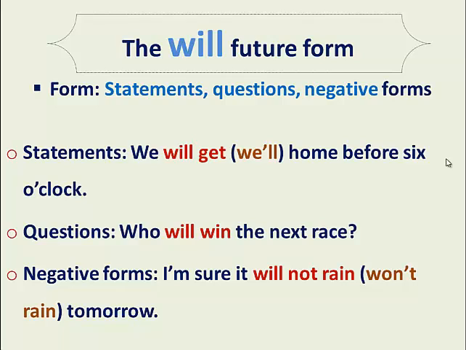There are three different forms. The first one is the will future form. By using the modal auxiliary will, we can express an action or something that will happen in the future. We use will in statements or sentences, in questions, and also in the negative form. For example, in sentences or statements, we could say, we will get home before 6 o'clock. Will can be shortened to an apostrophe double L. So, we'll get home before 6 o'clock.